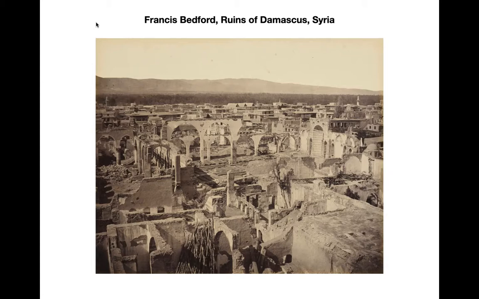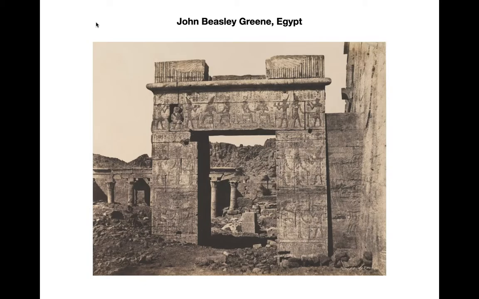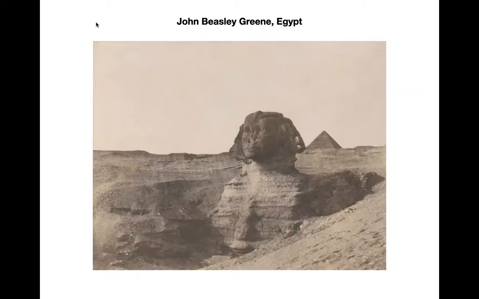This is Francis Bedford, The Ruins of Damascus in Syria. This is by John Beasley Green, who, although he died at the young age of 24, was able to go along on an expedition to Egypt and bring back some very stunning photos.